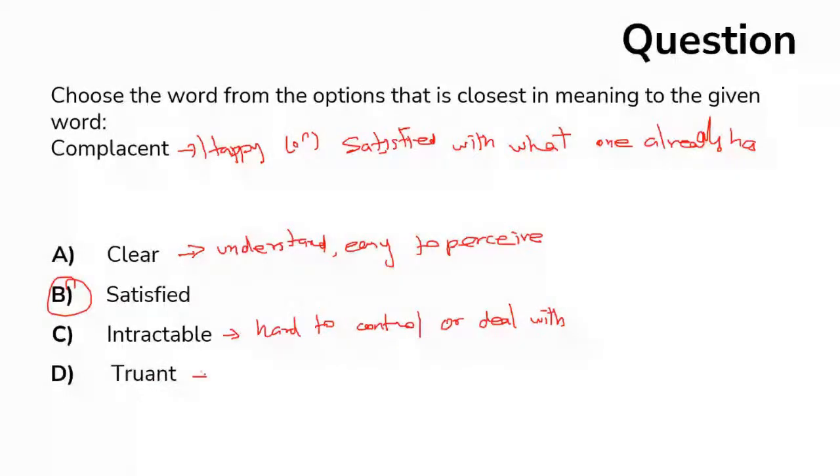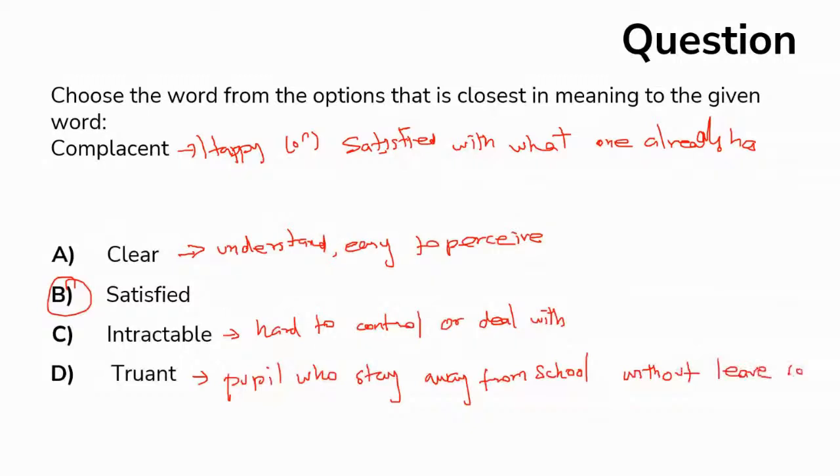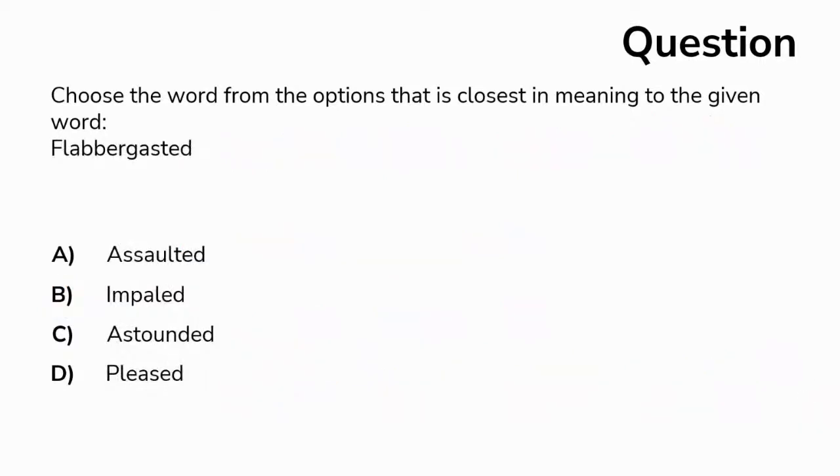And a truant, a pupil who stays away from school without leave or explanation. And moving on for the next one, try this one, guys. Give you a minute. Fast.